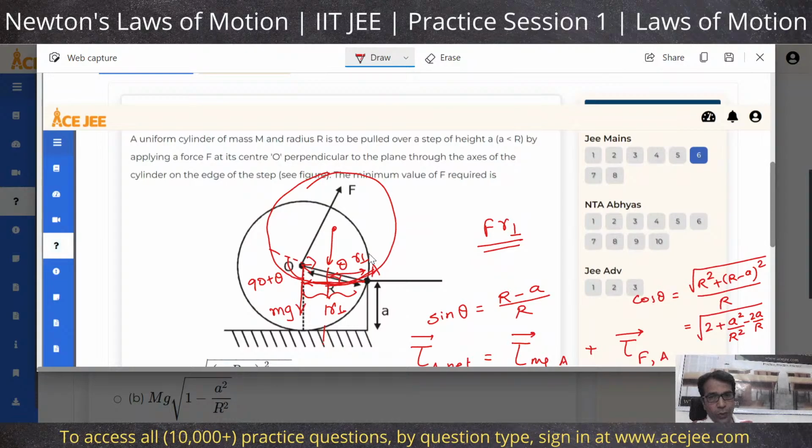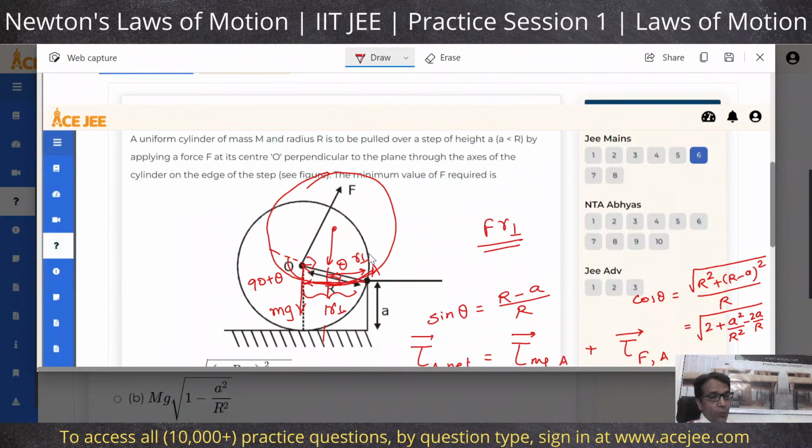After that, the torque due to mg is reducing because of the shortening of the moment arm, because the distance between the center of the cylinder, the line of action of the force mg, and the edge is reducing. I hope that makes sense. If not, I'll repeat it.